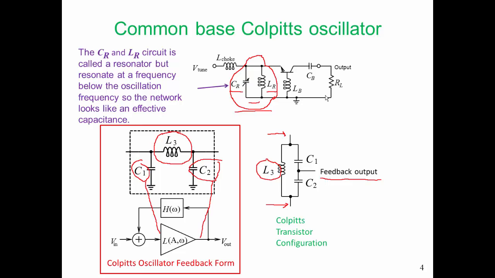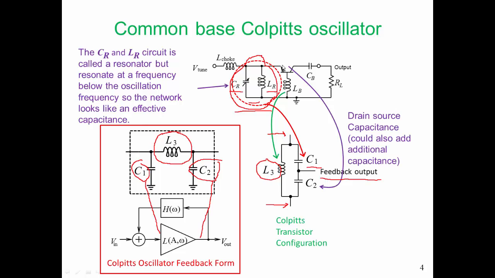But let's step through here. The effective capacitance formed by CR and LR becomes our C1. The inductance LB becomes L3. And the parasitic capacitance from the collector to the emitter becomes our C2. As well, there will be capacitance from the collector down to ground. In addition, we can also add our own capacitance.